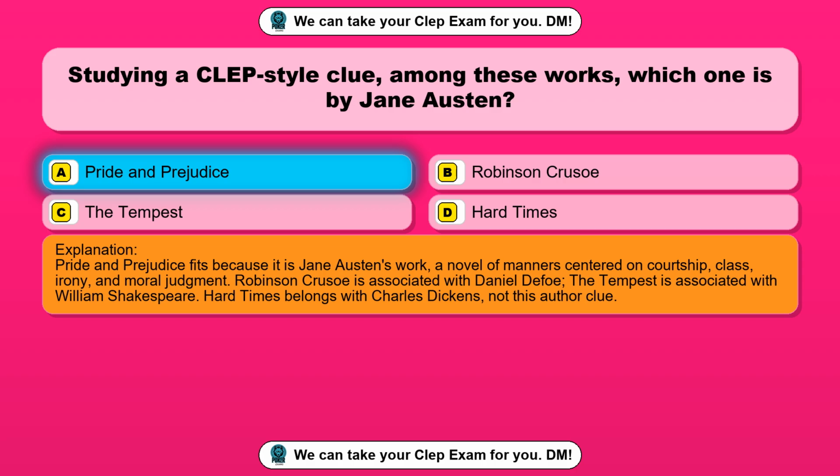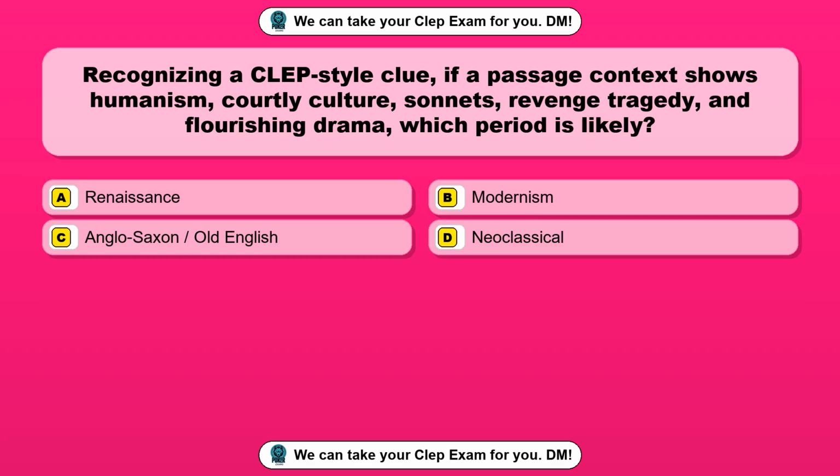Clue. Question 55. Recognizing a CLEP-style clue, if a passage context shows humanism, courtly culture, sonnets, revenge tragedy, and flourishing drama, which period is likely? Option A. Renaissance. Option B. Modernism. Option C. Anglo-Saxon/Old English. Option D. Neoclassical. The correct answer is option A.